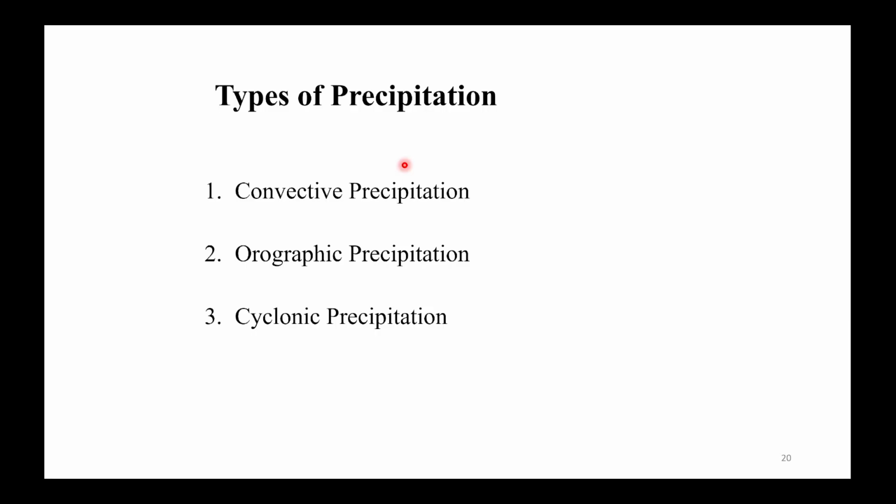There are three major types of precipitation: the convective, orographic, and the cyclonic precipitation. Precipitation occurs as a combination of all three and not often as purely one type of precipitation. Now, what are these types? Let us look one by one in detail.